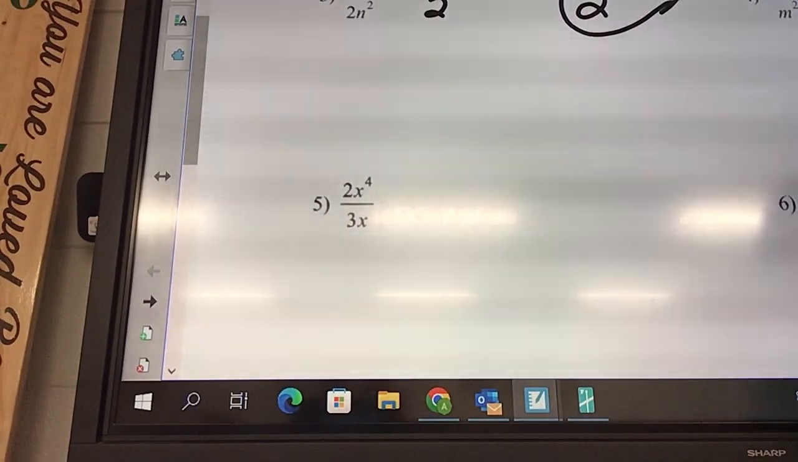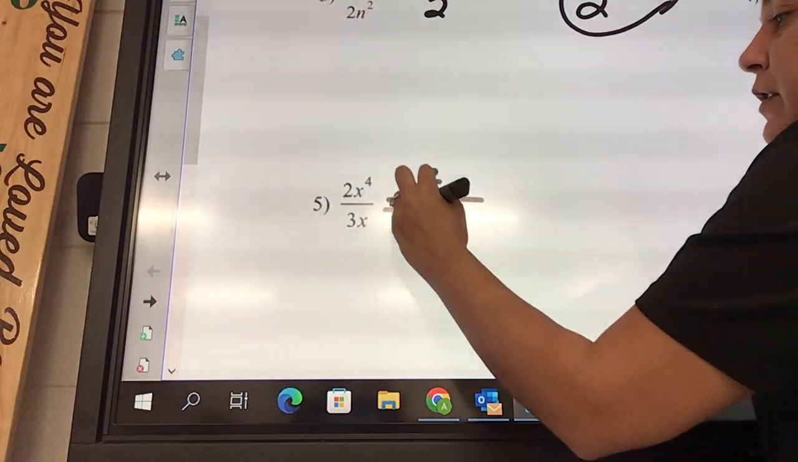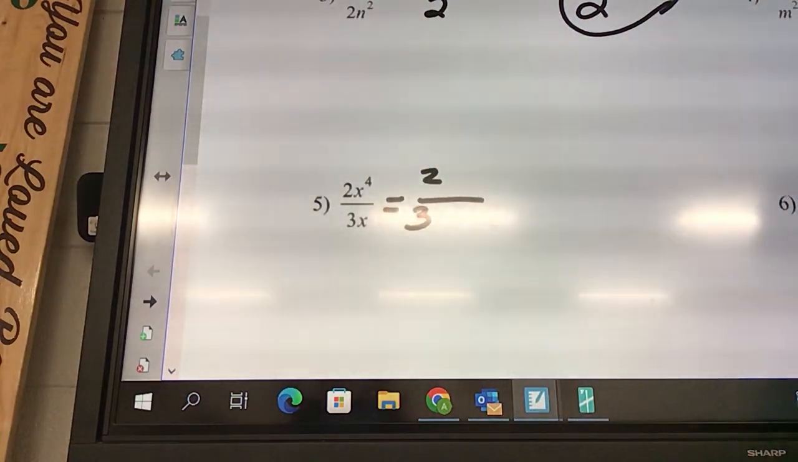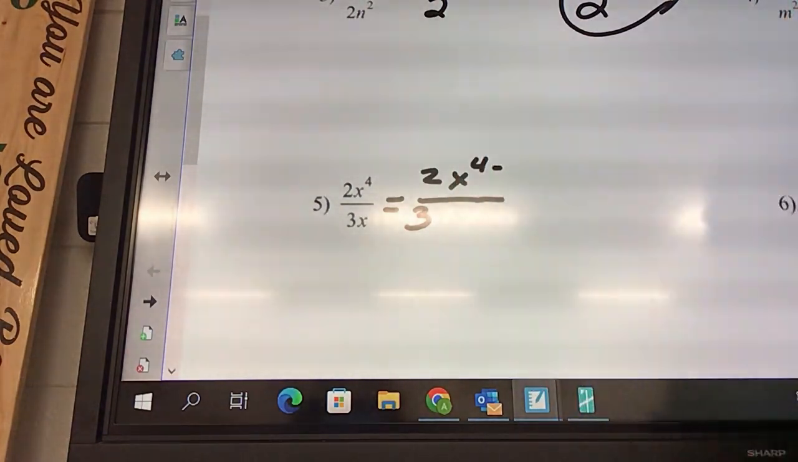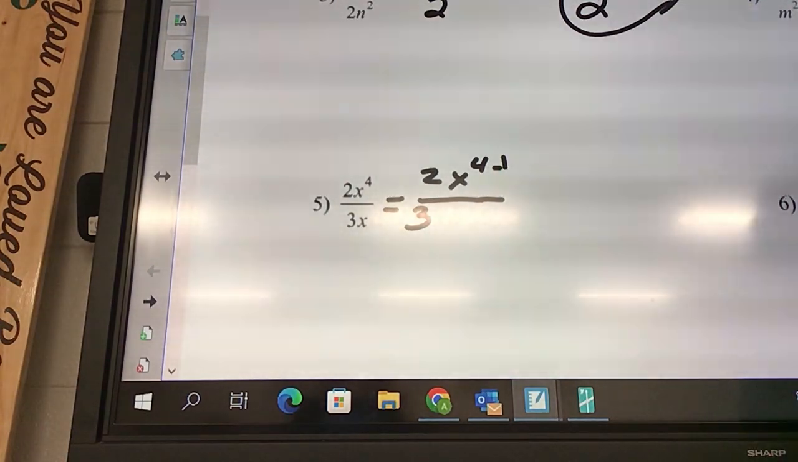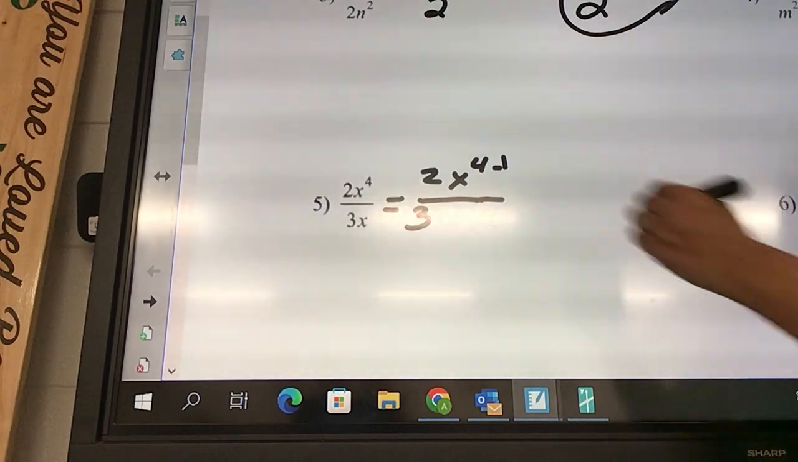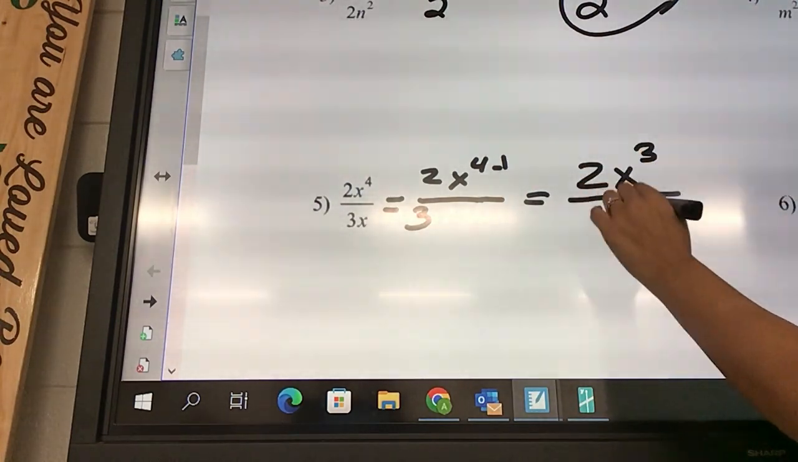Okay, look at 5. Does 2/3 simplify? No. 2/3 is still 2/3. We got x to the 4th minus what? 1. There's a 1 on the bottom. Well, what is 4 minus 1? 3. So you're going to get 2x to the 3 over 3.